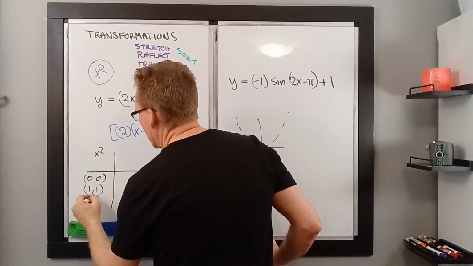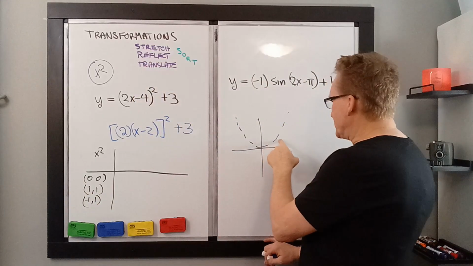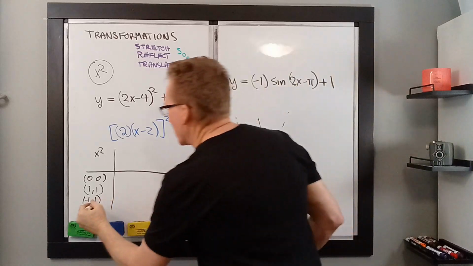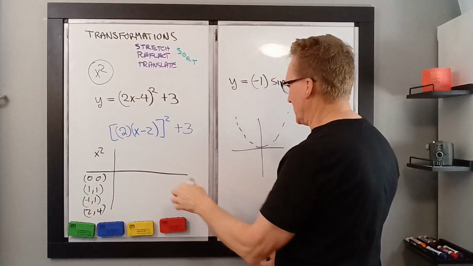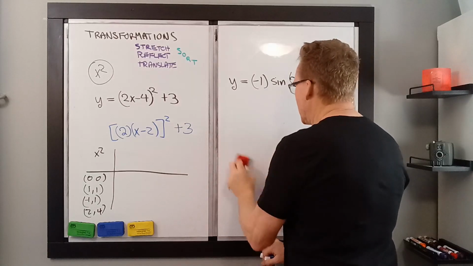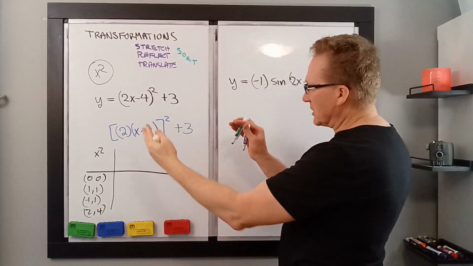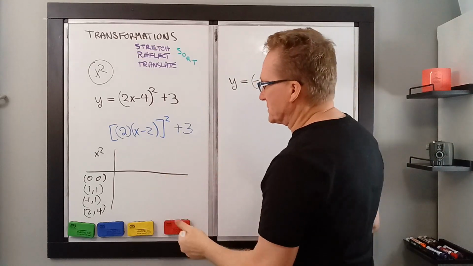Minus 1, 1 is on there. And then, of course, if this is 2, this is 4. 2, 4. I could take many points, an infinite number of points. I'm just picking a couple there, because you just need a couple. Remember, the shape is smooth. It's going to be changed a little bit, but it's going to stay smooth.